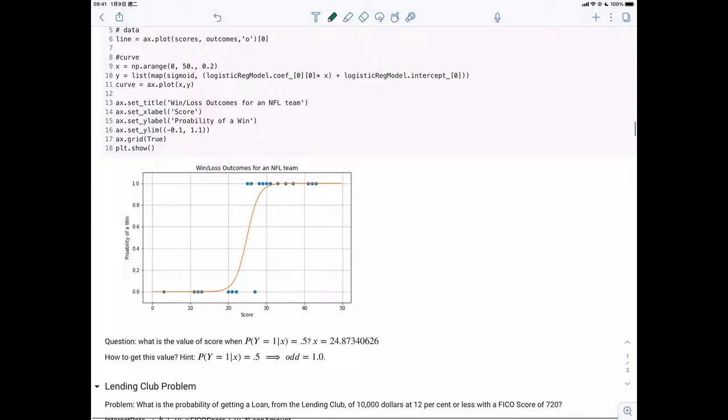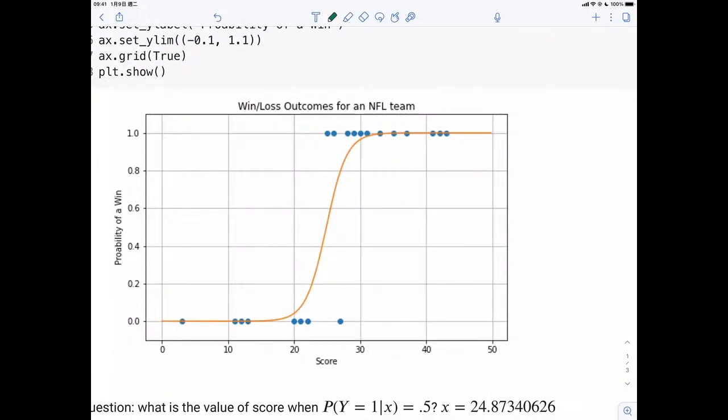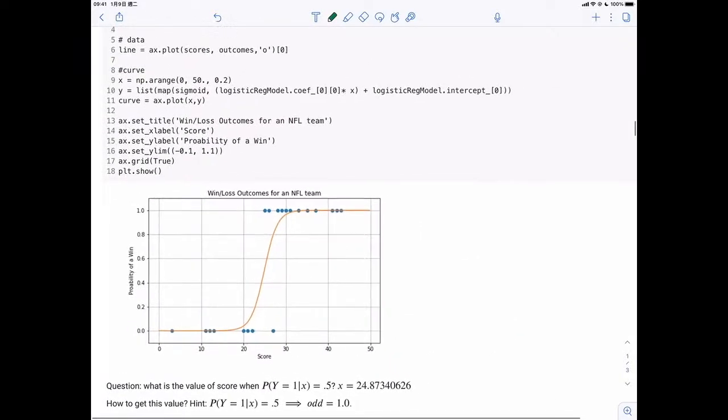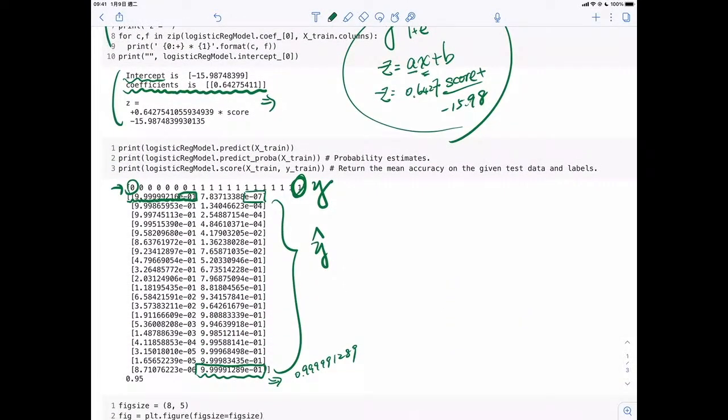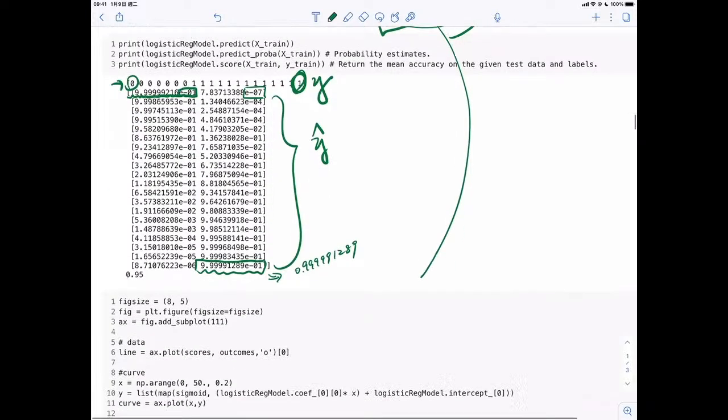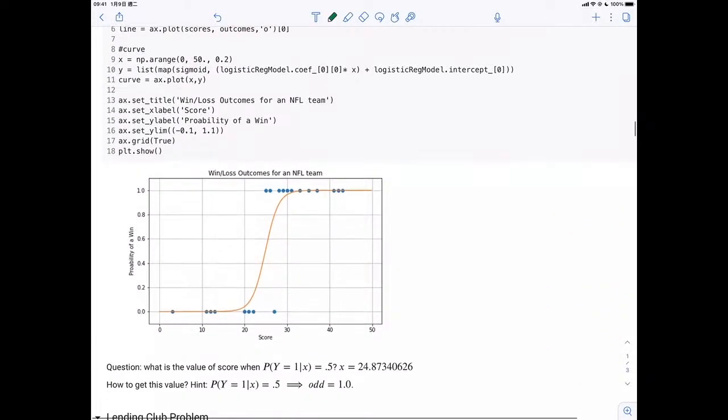Okay, so we can cut. So we can draw this shape. Okay, so where is it? This one, right? We use this value to draw this line. Okay, so the orange one is the perfect fit line from the perspective of logistic regression.